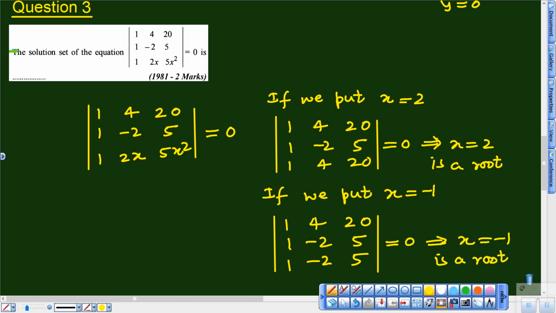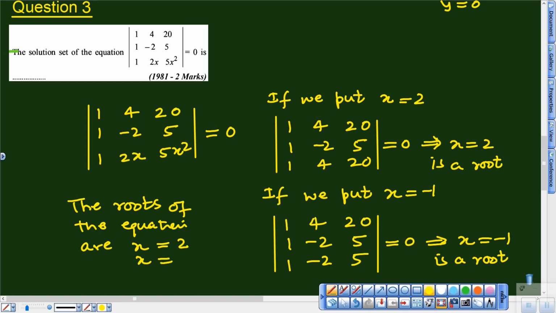Since it is a quadratic equation which is represented by the determinant, it will not have more than two roots. So finally the answer would be: the roots of the equation represented by the determinant are x is equal to 2 and x is equal to minus 1. That completes the discussion of this question.